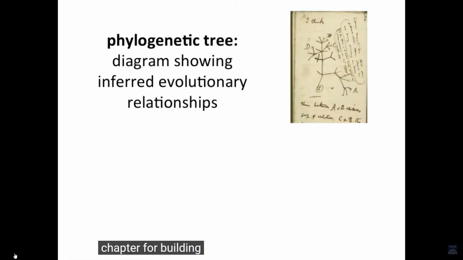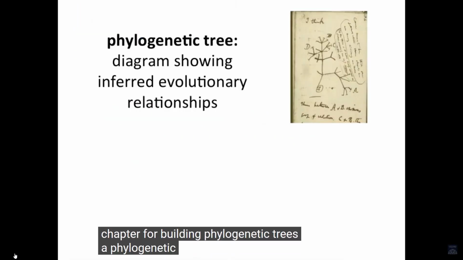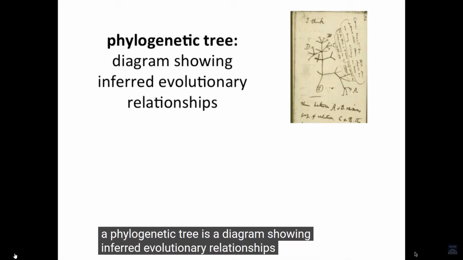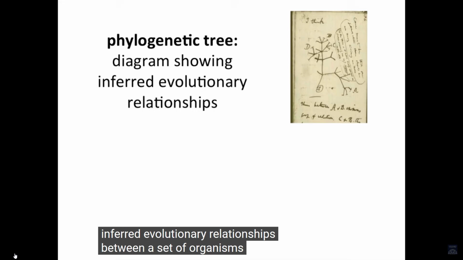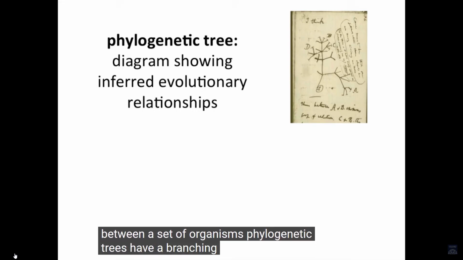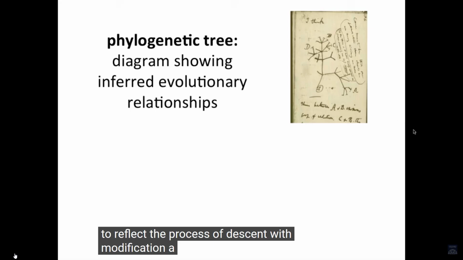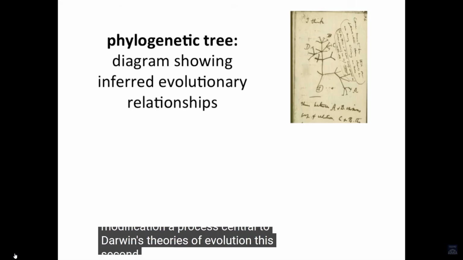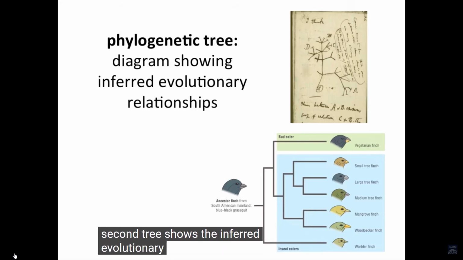Chapter 4. Building phylogenetic trees. A phylogenetic tree is a diagram showing inferred evolutionary relationships between a set of organisms. Phylogenetic trees have a branching pattern, like this figure from Darwin's notebook, where he has sketched out this branching pattern to reflect the process of descent with modification, a process central to Darwin's theories of evolution. This second tree shows the inferred evolutionary relationships among Darwin's finches on the Galapagos Islands.